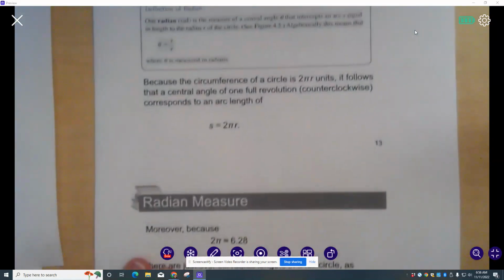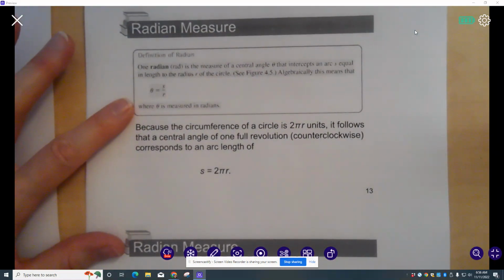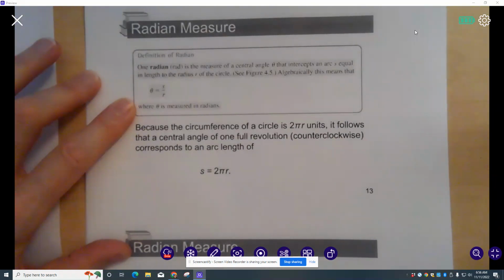All right. Now, they have this formula. They give this formula to you in the book. Theta equals s over r, where s is the length of the arc and r is the length of the radius of the circle. I don't think it's important at all to remember this. What you do want to remember is that when you have a radian measure, it does not have units.